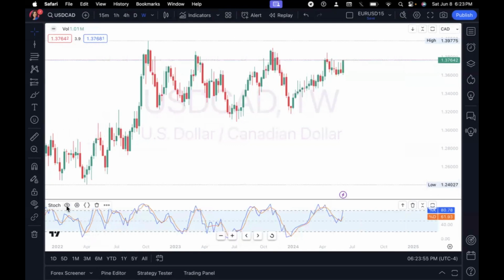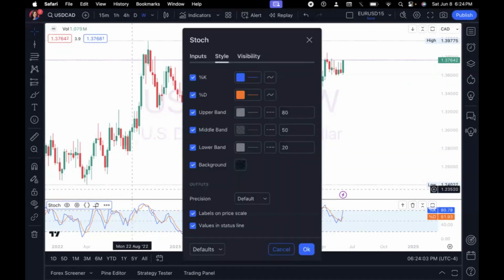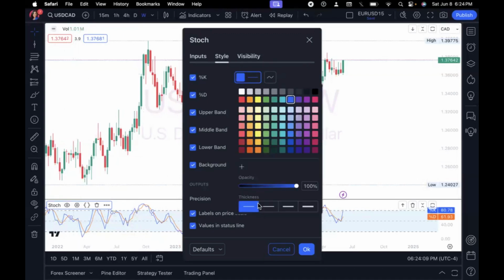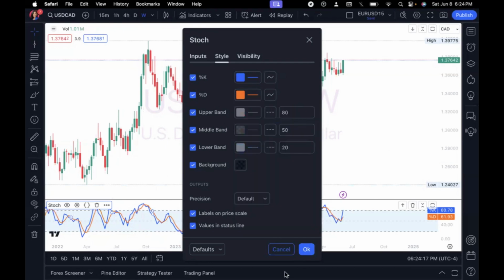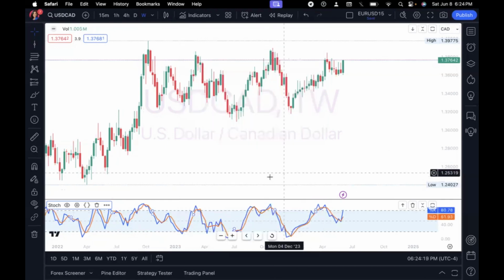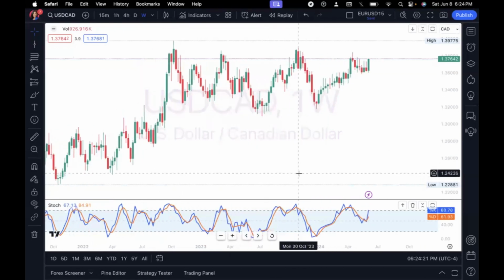Now, I am going to change the settings, and this is only so that the lines appear a little bit thicker to me on my screen. And you have the option to do this as well. So you want to click where it says settings on the stochastic. You want to click the blue box and then change the thickness of the line. And you also want to do the same thing to the orange line as well. So now you'll see that your two lines on the stochastic have gotten thicker, and we have one single indicator on our chart.